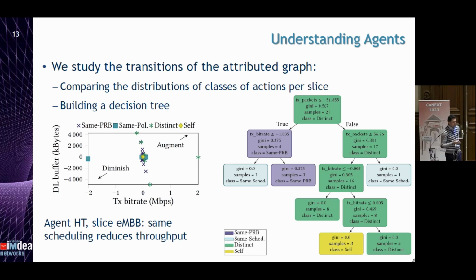Here, for example, we can see that the agent that tries to maximize throughput for the eMBB slice uses the same scheduling to reduce the network throughput. And with respect to the explanation that we're providing by SHAP, this is easier to understand by a network expert.